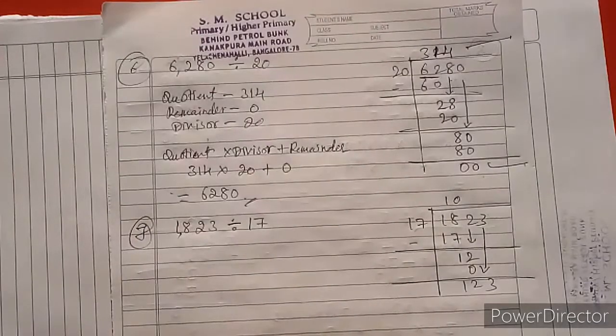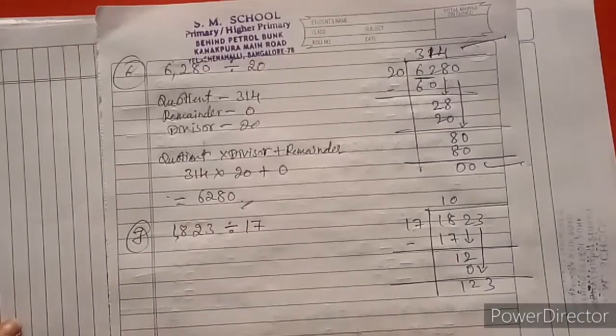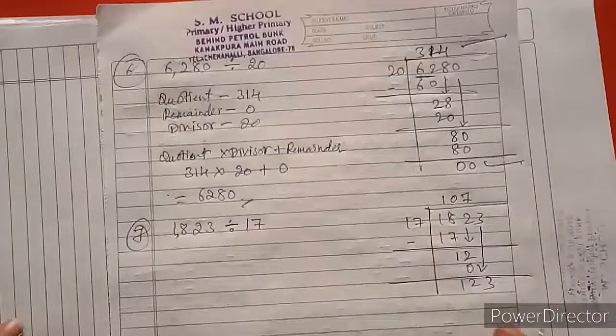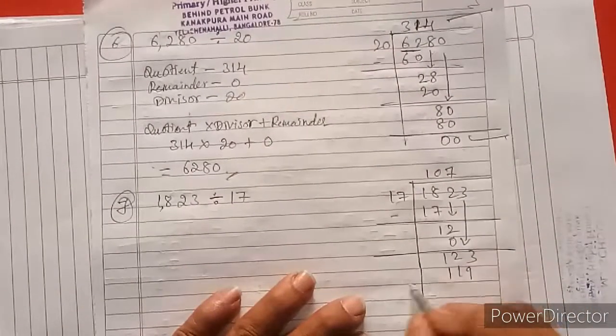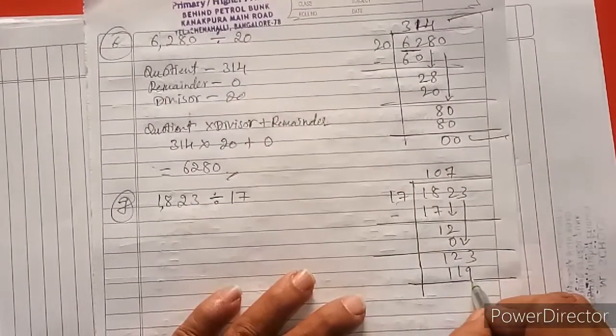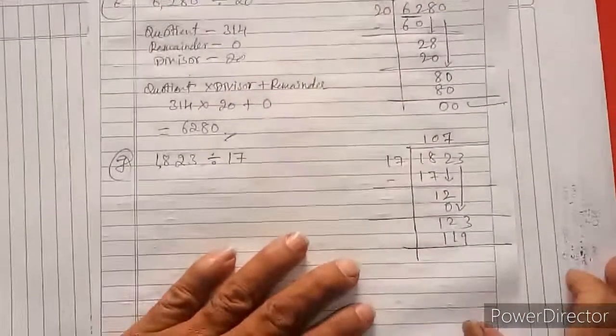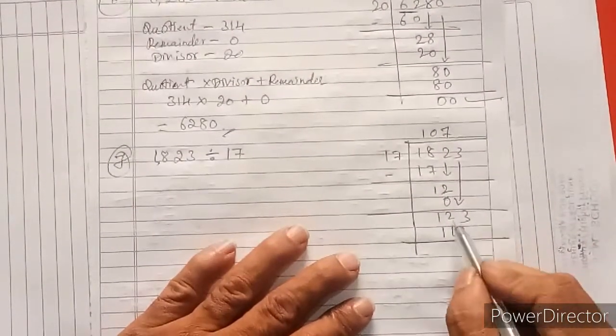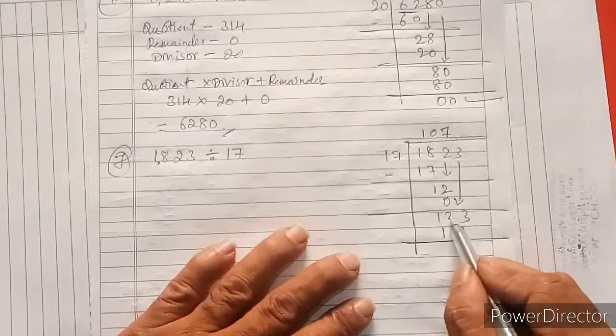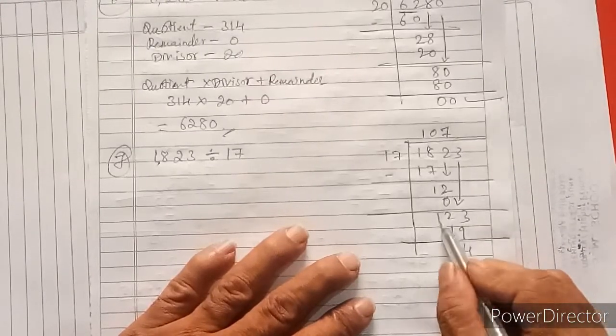17 ones are 17, 17 twos are 34, 17 threes are 51, 17 fours are 68, 17 fives are 85. So what do we have to take? 17 sevens are 119. Right? So 3 minus 9 will not subtract. We have to take one borrow. 13 minus 9, that is 4. And here 1 is left. We are given one borrow from here. 1 minus 1 is 0 and 1 minus 1 is 0.